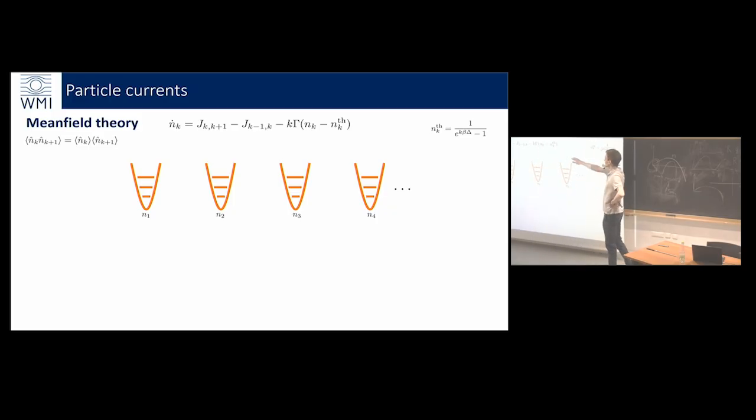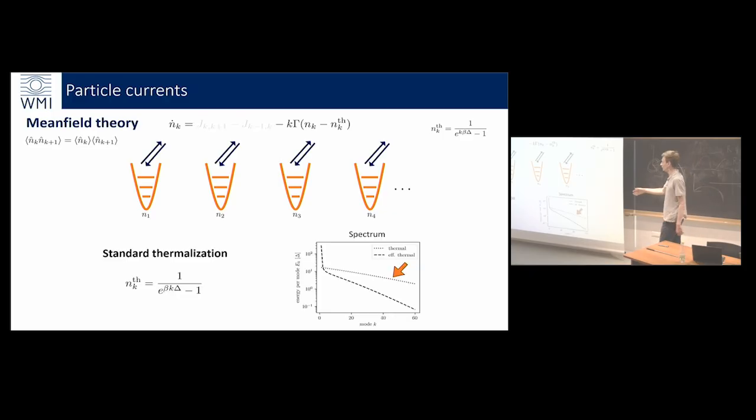And then if you look at the time evolution of the occupancies, we see that there are terms which are currents between the modes, which I denote by J, and the loss term proportional to capital Gamma. Now we basically find two ways of thermalizing the system. First one is the trivial one, where every mode thermalizes individually, and we get, as we expect, a Bose-Einstein distribution for the occupations. In the spectrum, you can see this is the dotted line.